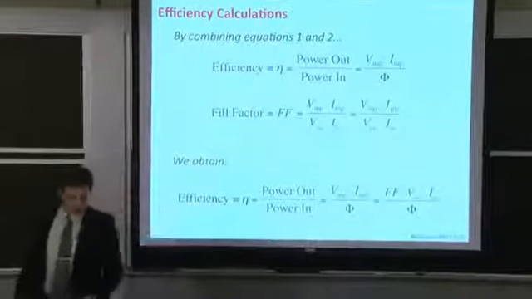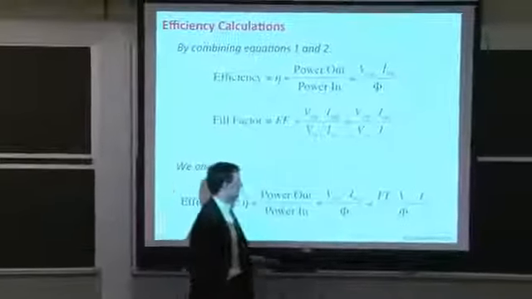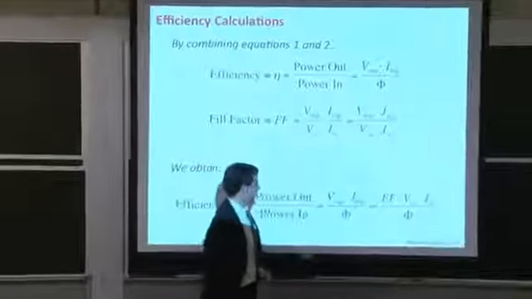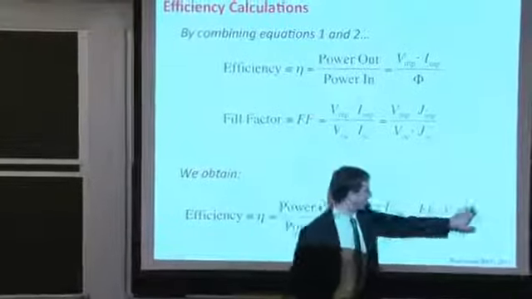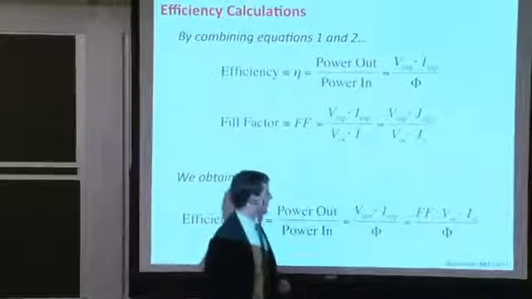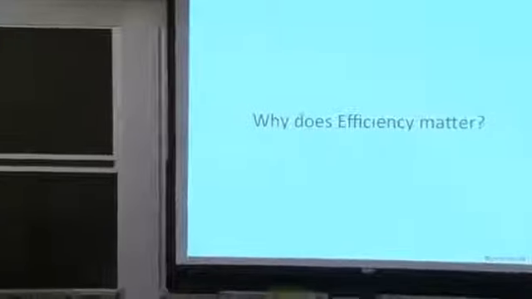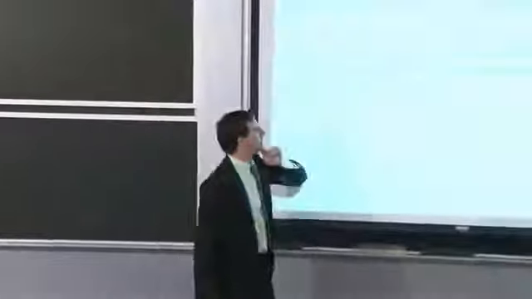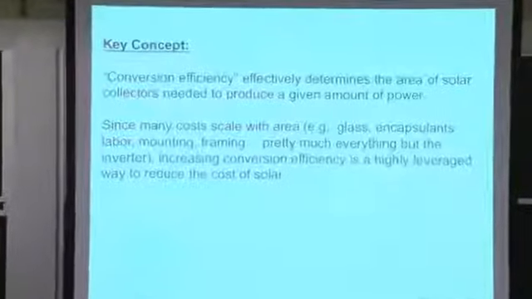Coolness. OK, so we have an expression for efficiency in terms of fill factor, VOC, ISC, and our incoming power. So power out, this right here again is power out divided by power in. Why does efficiency matter? Why do we care so much about efficiency? Well, the conversion efficiency determines the area of solar cells needed to produce a certain peak power.